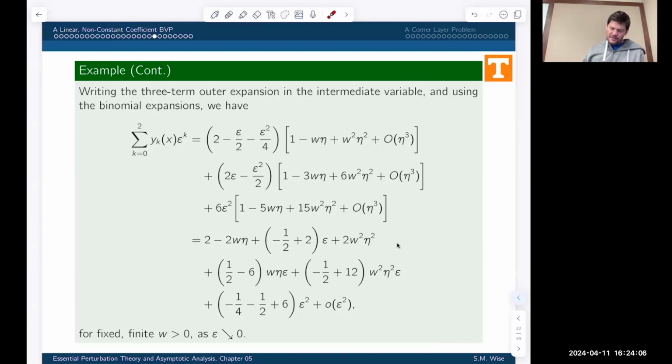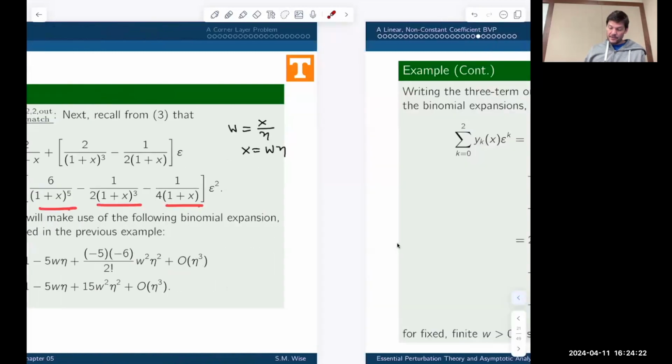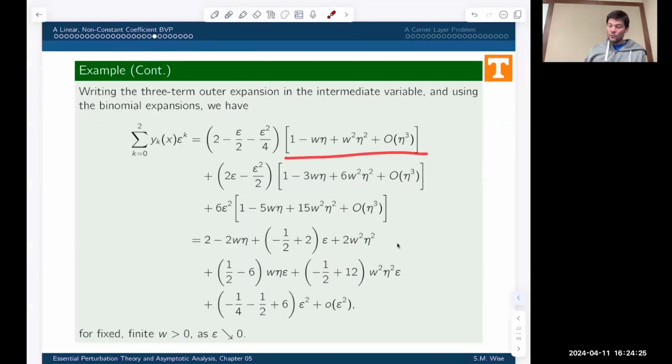This time around, I grouped my expansions according to my binomial expansions of 1 over 1 plus X, the first power, and then the cubic and the fifth power. So here's the 1 over 1 plus X, 1 over 1 plus X cubed, 1 over 1 plus X to the fifth. I grouped them that way so I only had to write these expansions one time each. Now I'm going to collect terms, and it's at this point when you use the outer solution expansion that you have to start choosing the scale for eta.